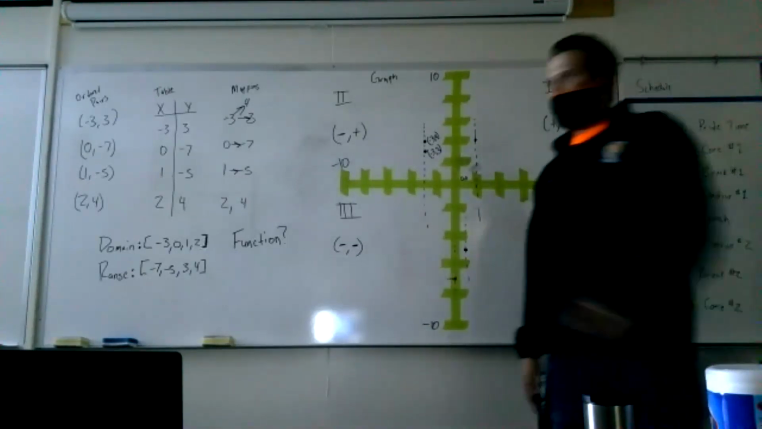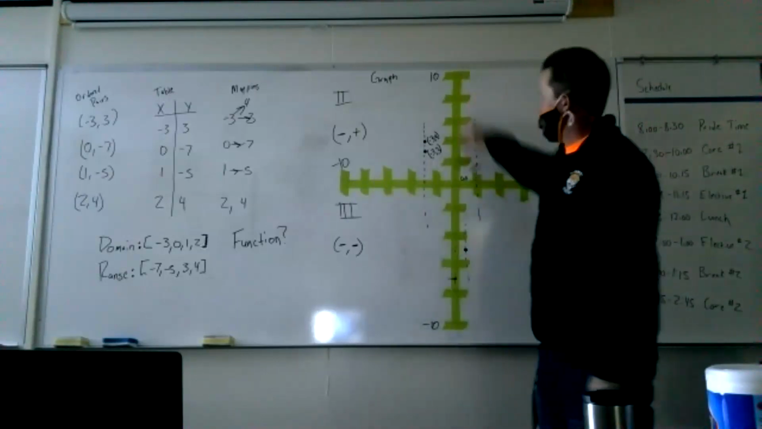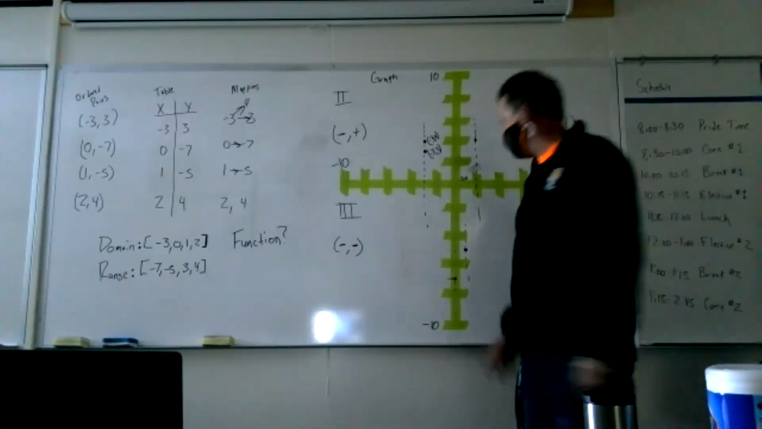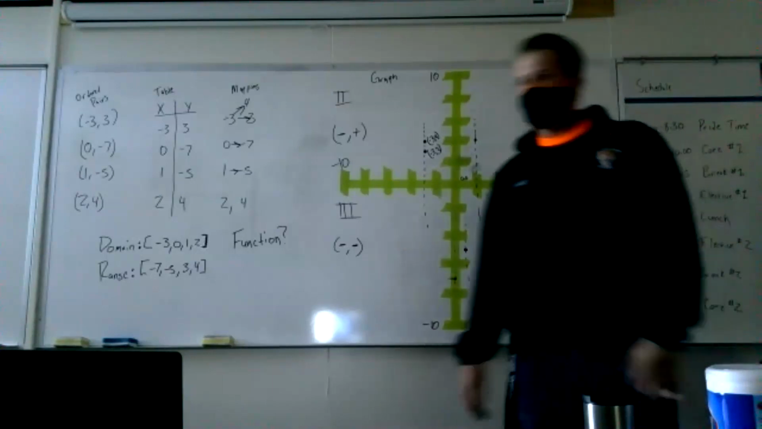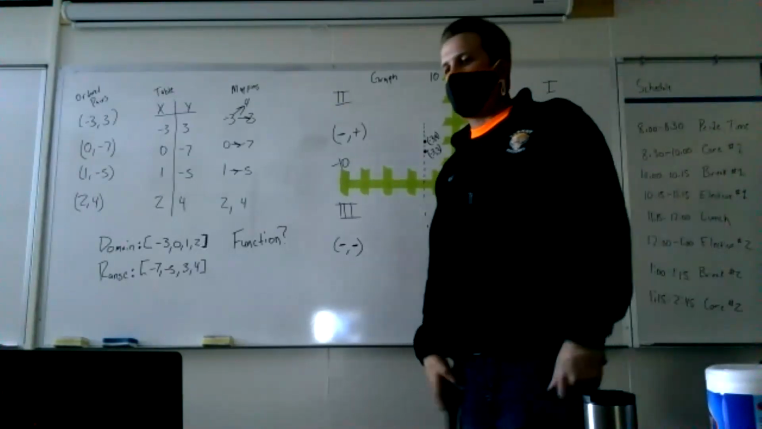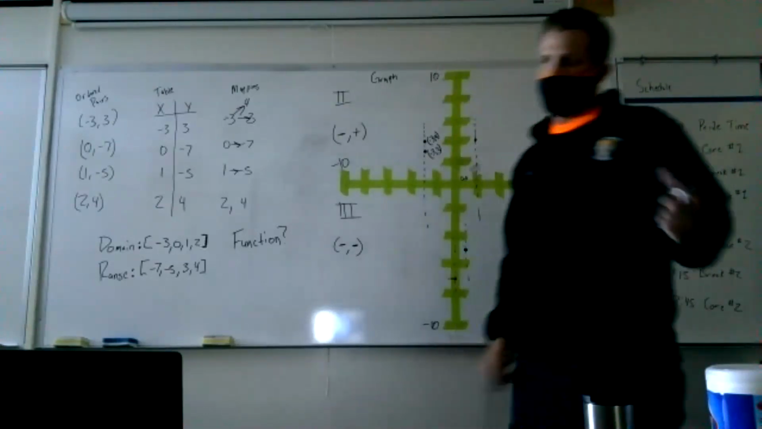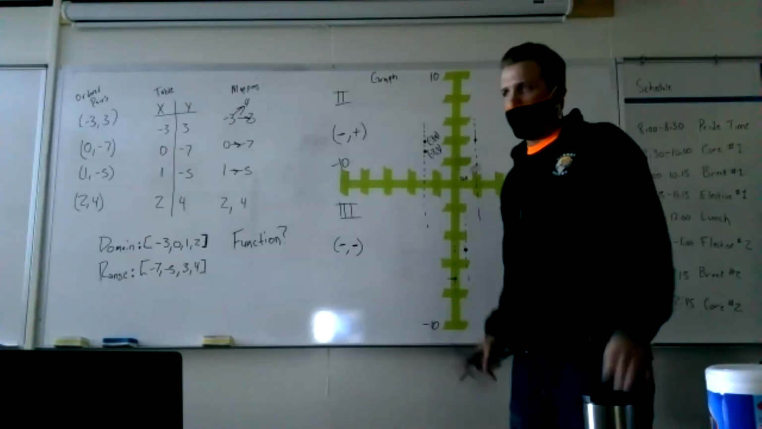But then we have these lovely things called axes. If a point falls on the axis, like (0, 7) here, that is not placed into any quadrant. So if a point falls upon the axis, you can label it as x-axis or y-axis, but it does not fall into any quadrant.